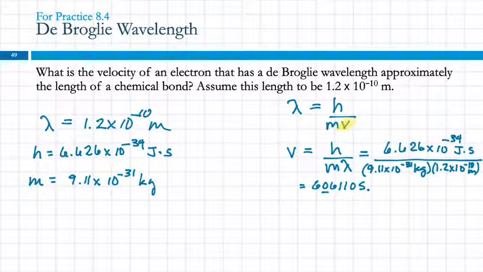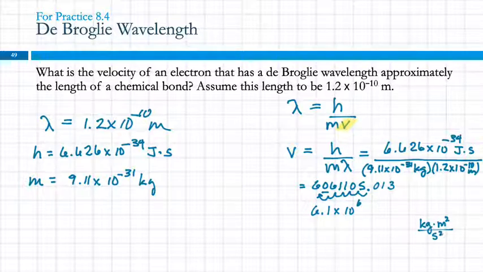I'll just write down all the digits. This is what my calculator is showing me. So 6.1 times 10 to the 1, 2, 3, 4, 5, 6, and that's a positive 6. The units: a joule is a kilogram meters squared per second squared, and that's multiplied by seconds, and then we're dividing by kilograms and meters. The kilograms cancel, the second cancels one of those, this meter cancels one of those, we end up with meters per second.